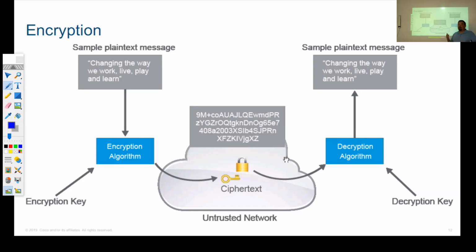And there are many different types of encryption algorithms. We have Data Encryption Standard and Triple Data Encryption Standard. There's Advanced Encryption Standard. There's RSA encryption. There's DSA encryption. So there's a lot of different encryption algorithms, and they all work slightly different.